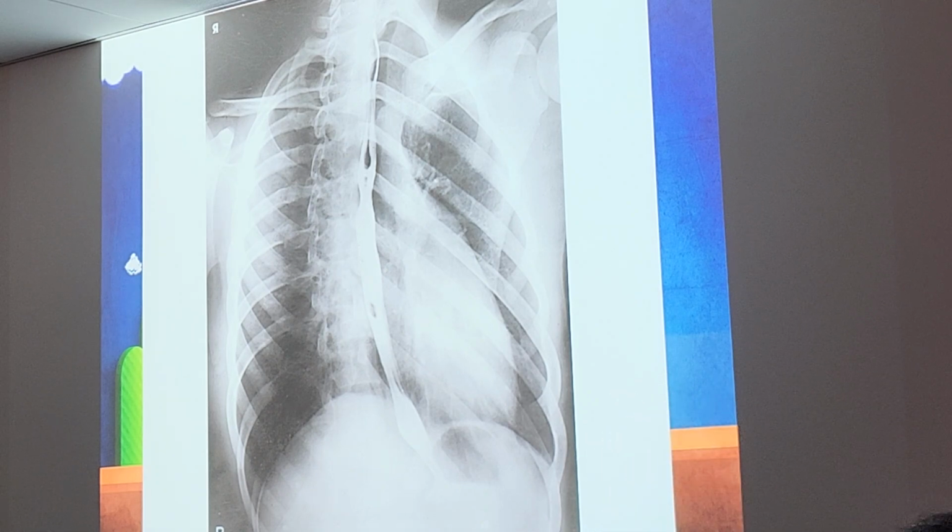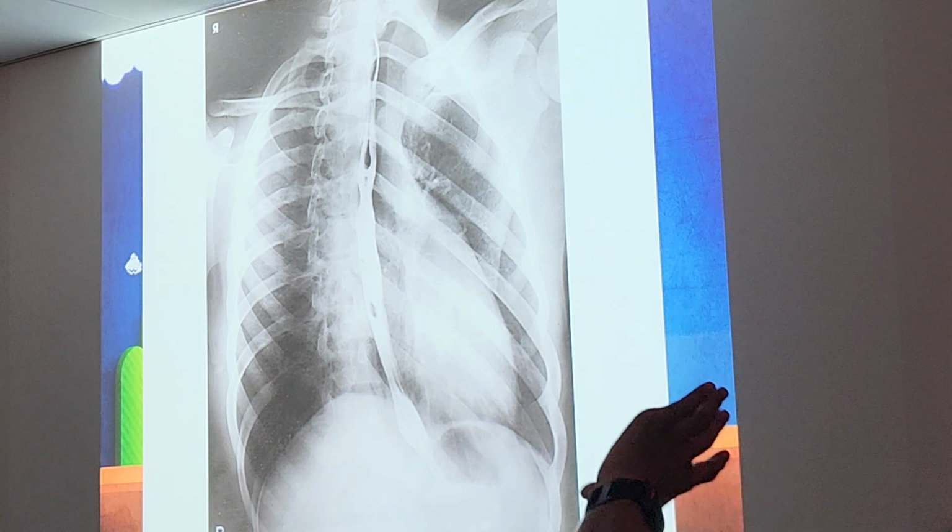Would it have been okay to look at the esophagus and where the stomach is going to be an additional clue to help you figure out what you're looking at? Yes. Because the stomach is obviously going to the left.